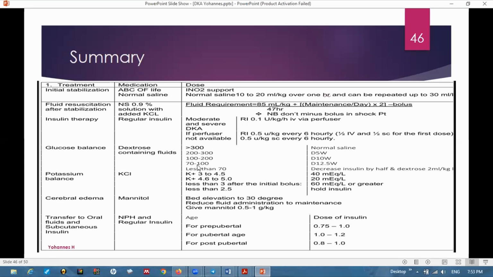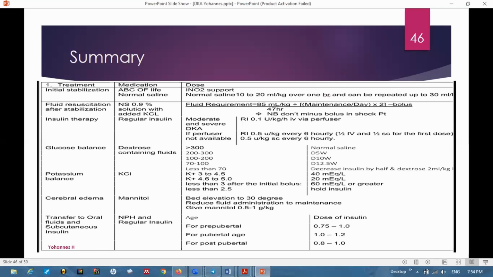If the RBS is between 100 and 200, we should make the fluid D10. So we can mix by adding 12 vials of 40% dextrose to one bag of NS. The maximum we can go up to is 12.5% dextrose. If the RBS is less than 70, we will decrease the insulin by half and start dextrose 2 ml per kg, 10% dextrose.